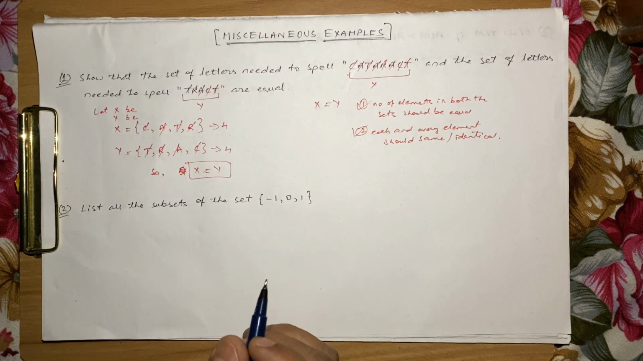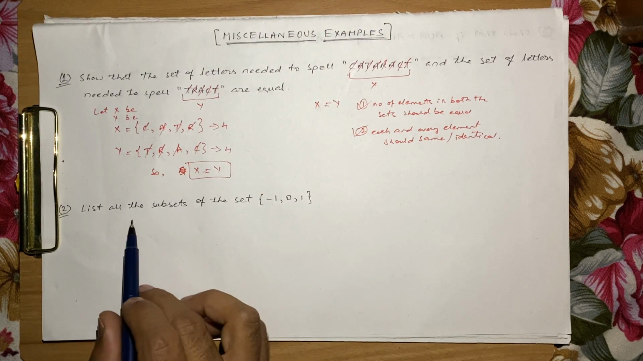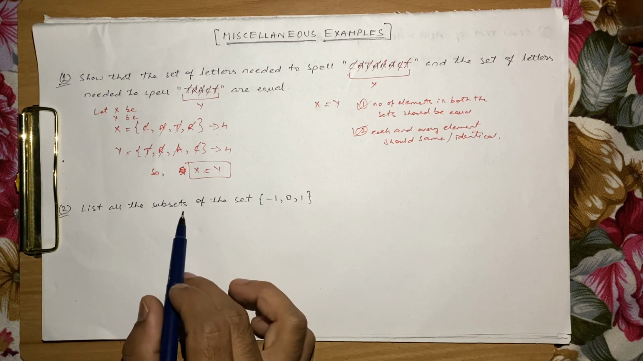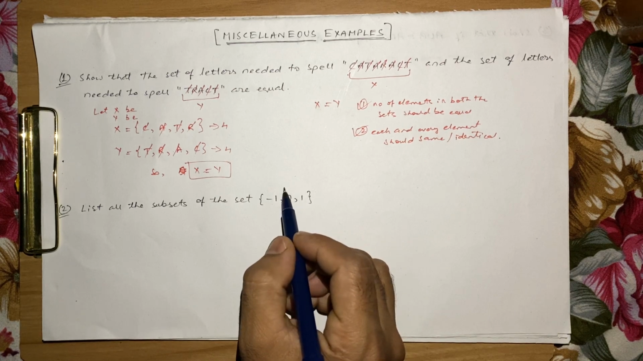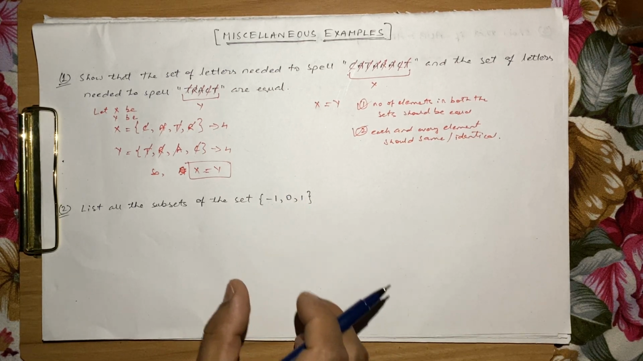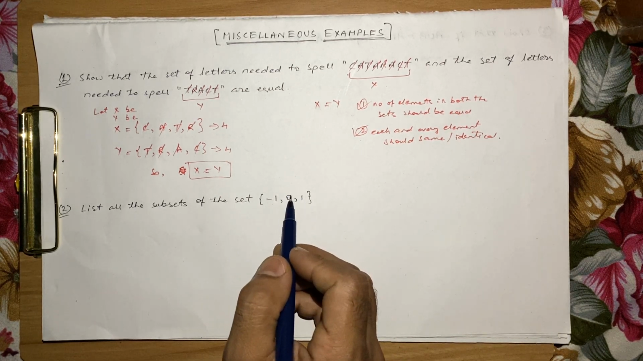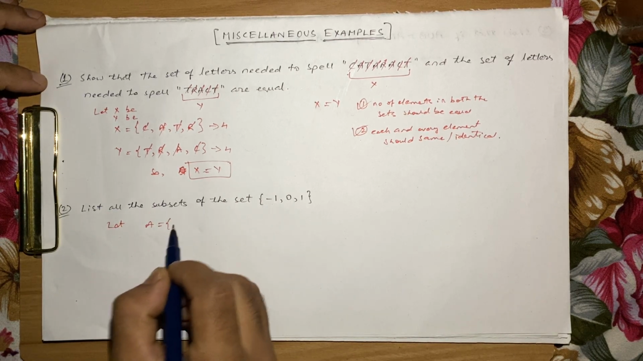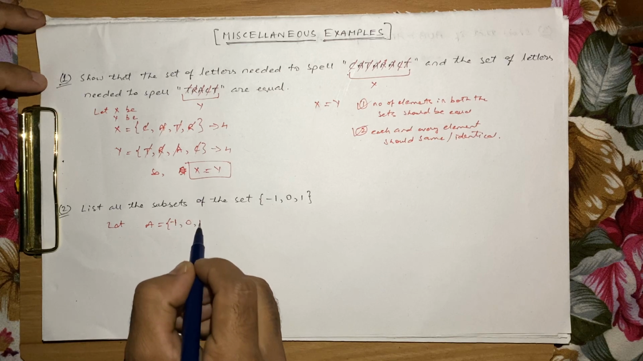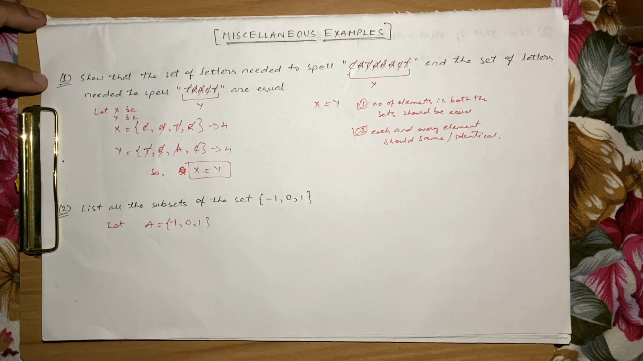Now the next question is, list all the subsets of the set {-1, 0, 1}. This is a set, and we need to list out all the possible subsets of this set. Now let's first give it a name. Let A be equal to {-1, 0, 1}. Now we'll try to list out the subsets.